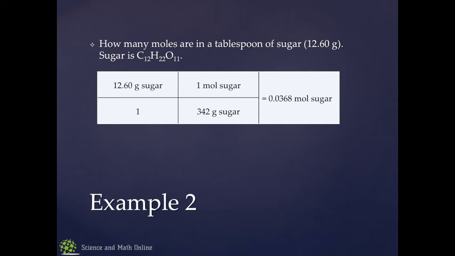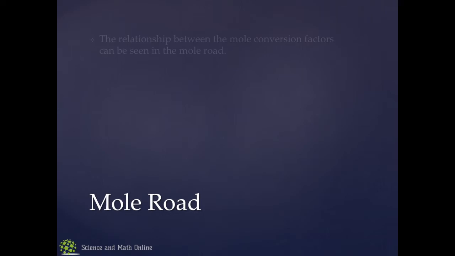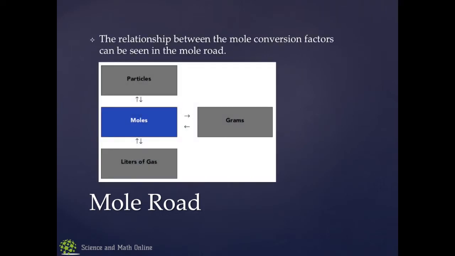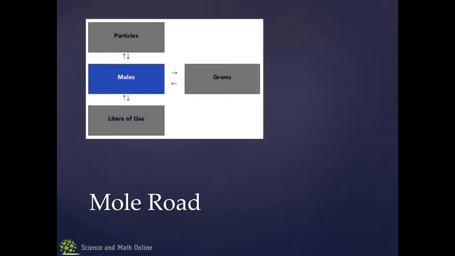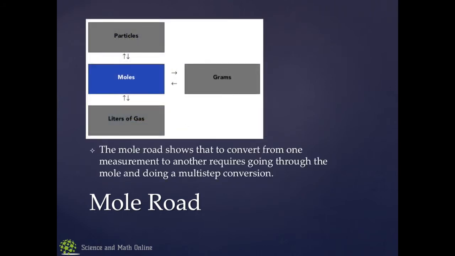Okay? Now, that's a one-step conversion. Sometimes we want to do two-step conversions. And that's where what we call the mole road comes into play. So we've got particles to moles, liters to moles, and so on. And so this shows us that if we want to convert from one measurement to another, we have to go through the mole. Okay? So if I want to go atoms to grams, I can't, there's no direct conversion. I have to go atoms to moles and then moles to grams. I have to do a multi-step conversion.